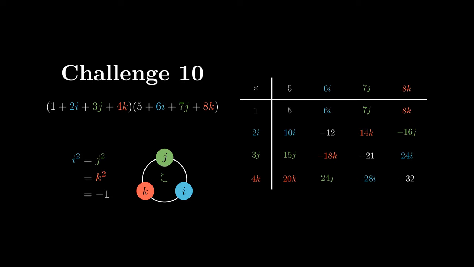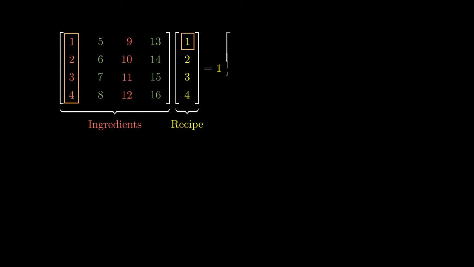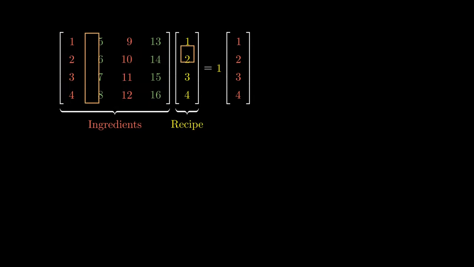Adding up the terms with the same color, we're going to obtain this quaternion, which is as crazy as multiplication can get, including the easiest way to multiply two matrices in the video here.